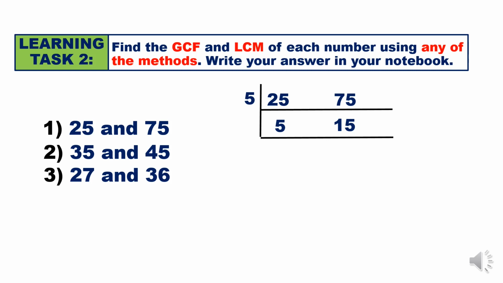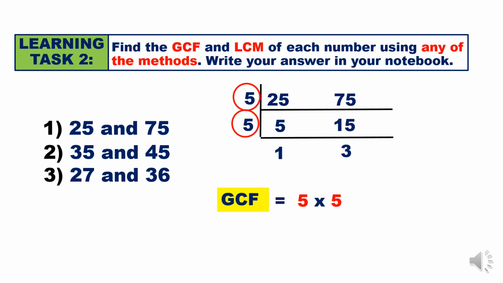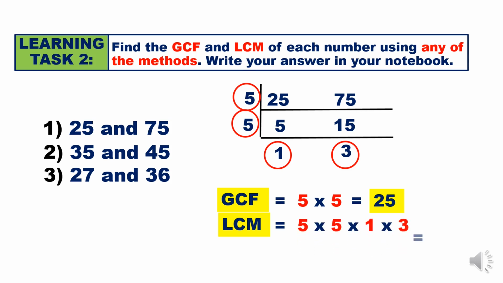15 and 5 are also divisible by 5. So 5 divided by 5 equals 1. 15 divided by 5 equals 3. Kaya naman ang GCF, 5 times 5 equals 25. Ang LCM is 5 times 5 times 1 times 3 equals 75.